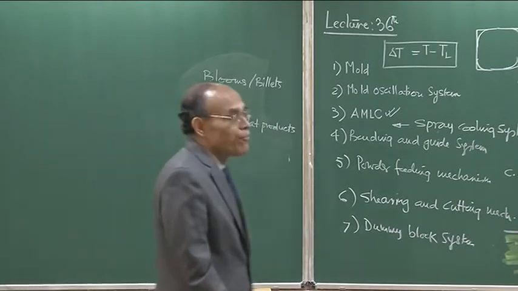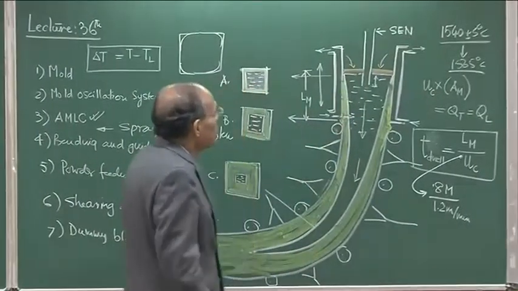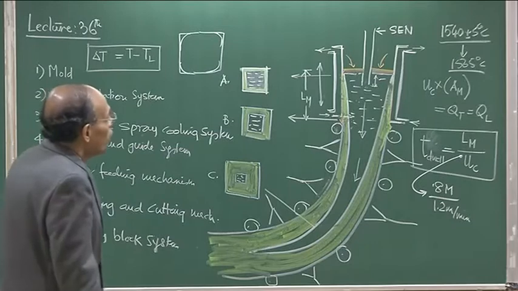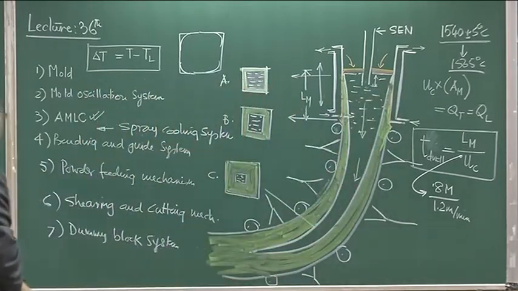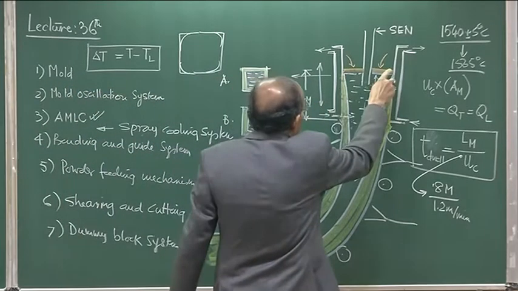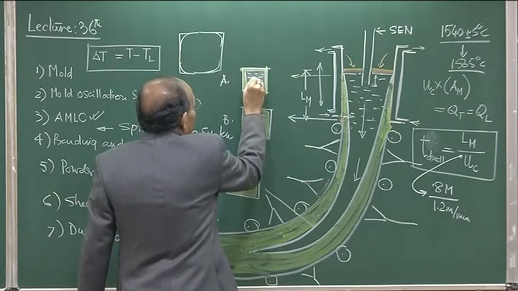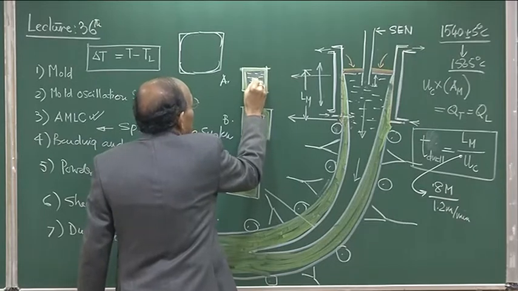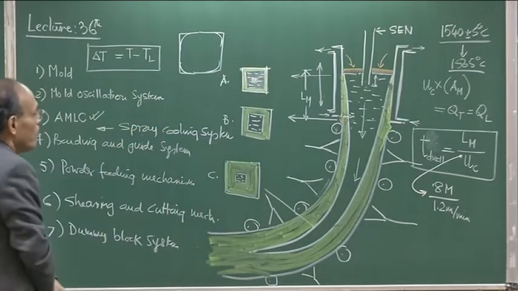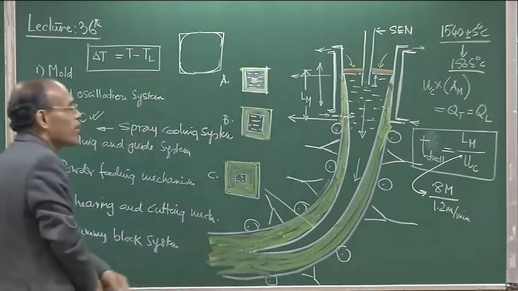There is a substantial difference as far as the SEN design and the flow within the mold region is concerned, because the mold region flow is very, very important. And the challenge here is not big, because the SEN is symmetrical, as these are all 200 cross section or 100 cross section, and it looks like a square.